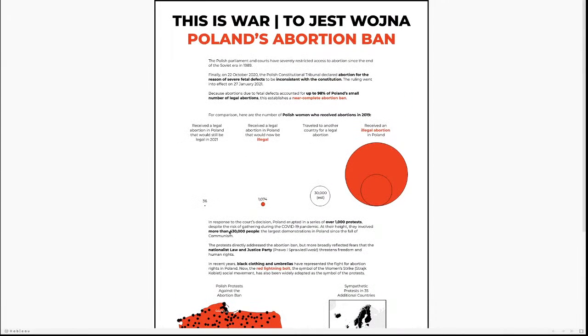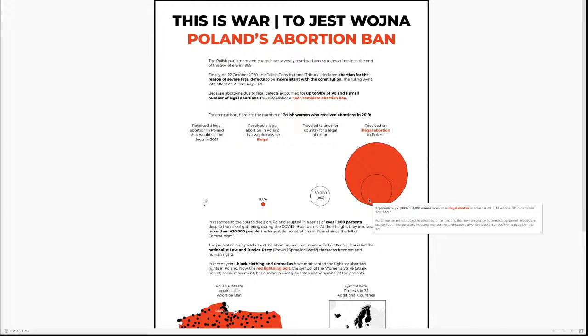Normally, if that sentence wasn't there, I would maybe say leave a text on top so you kind of know what you're looking at. But I think moving it to the bottom could be something to try and see how that works. Received a legal abortion in Poland that would still be illegal in 2021. Yeah, I think I would put them at the bottom as well, because this is about Polish women who received abortions in 2019, right?